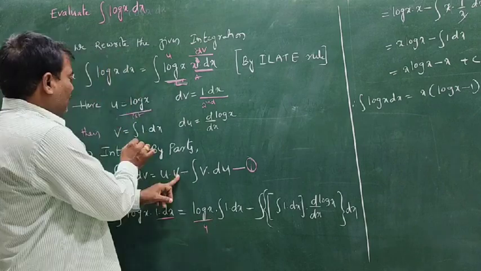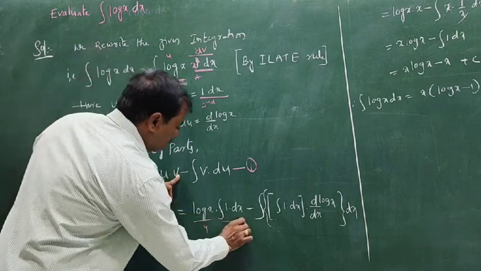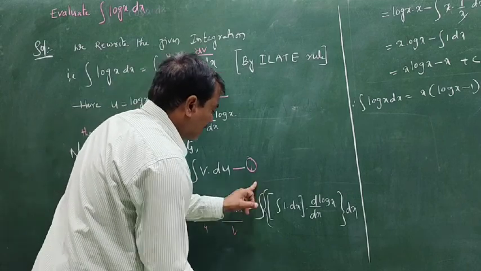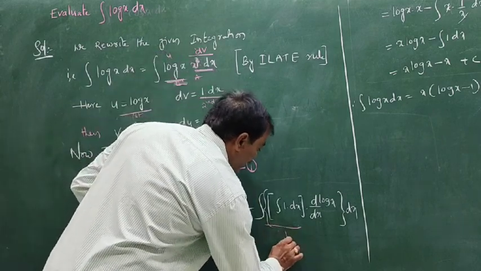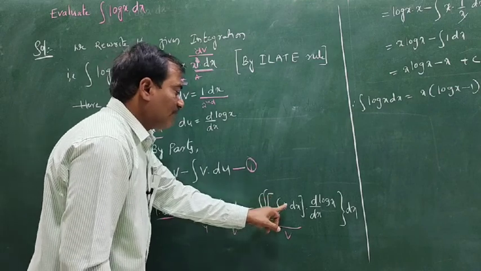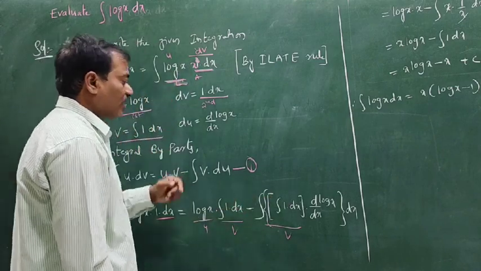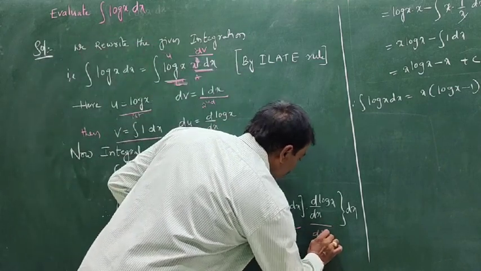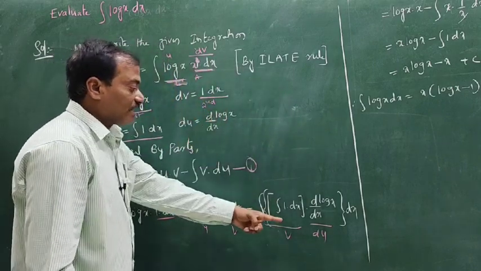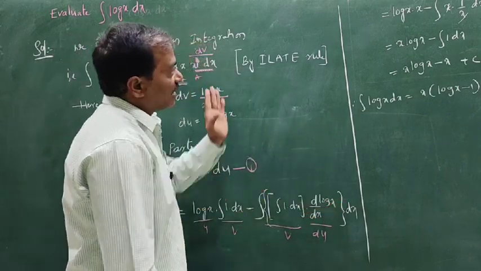And what is v? V is integral 1 dx. This is v minus integral. V means integral 1 dx. Then du means differentiation of log x. Okay, dx is there and coming to here.